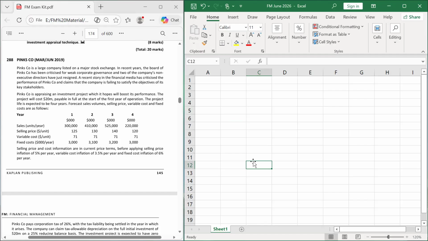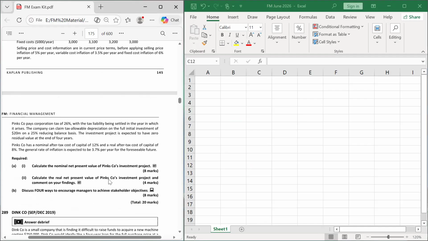Okay. Then moving on, Pink's company pays a corporation tax of 26% with tax liability being settled in the year in which it arises. So it means that the tax payment is not in arrears, it is in the same year. Okay. The company claims tax allowable depreciation on the full initial investment of 20 million on 25% reducing balance basis. So WDA allowance or tax allowable depreciation is 25% reducing balance. Scrap value of the project is zero. There's no scrap value. Pink's company has a nominal after-tax cost of capital of 12% and a real after-tax cost of capital of 8%. The general rate of inflation is expected to be 3.7% per year.